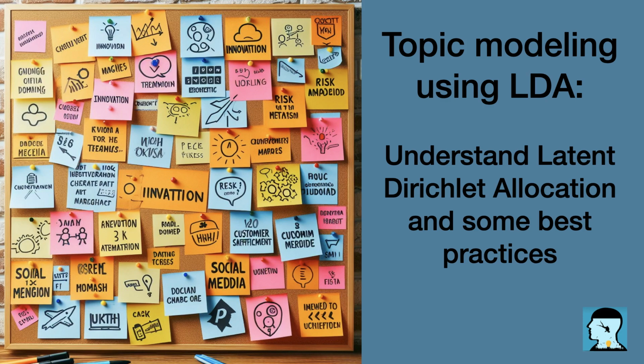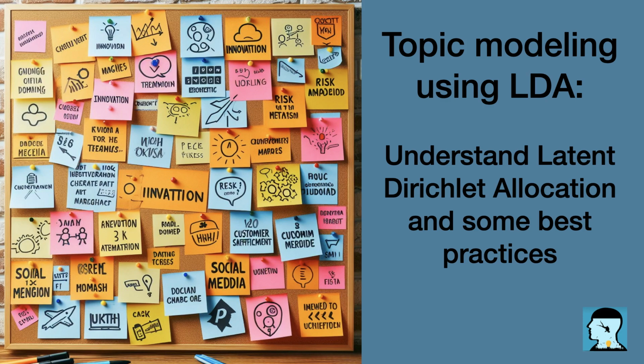Alpha is the hyperparameter that controls the document topic distribution. It represents the prior belief about the distribution of topics in the documents. If alpha is set to a low value, it means that each document is expected to contain only a few dominant topics. Conversely, a high value of alpha implies that documents can have a mixture of many topics.